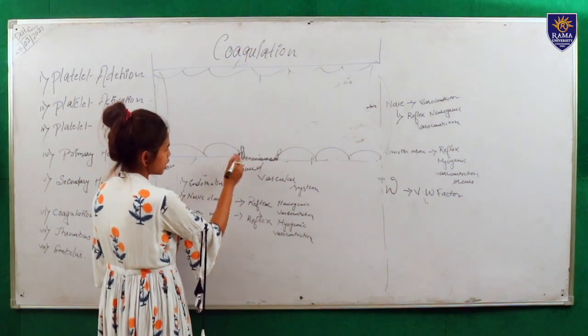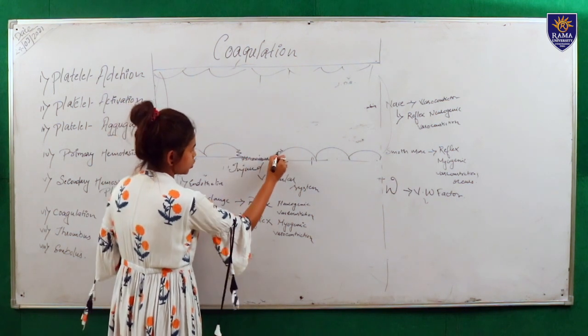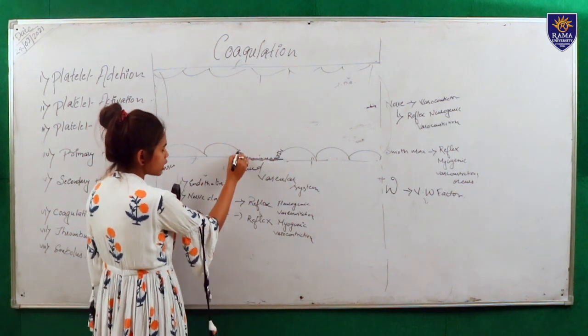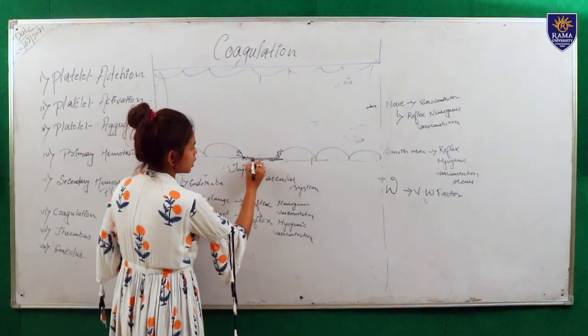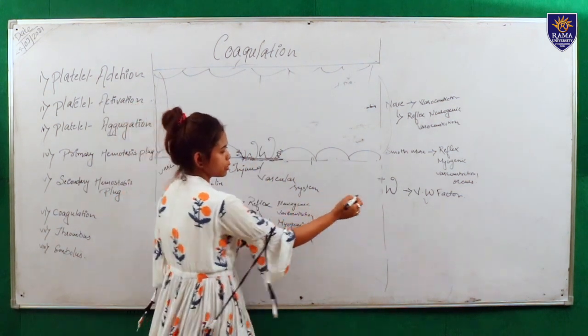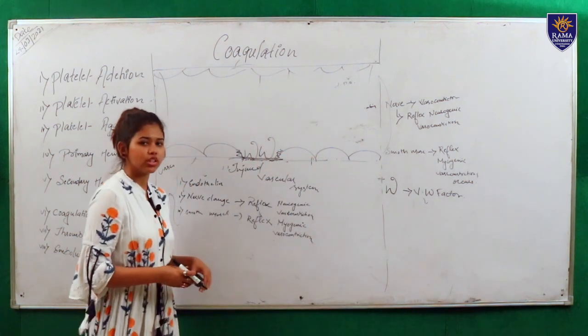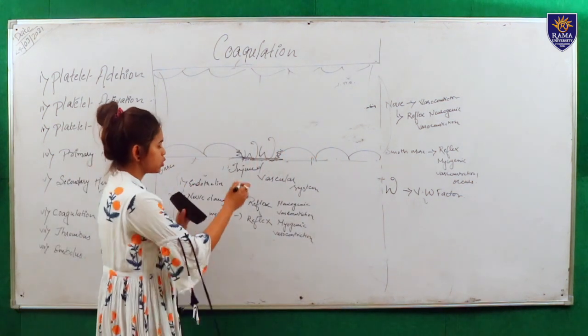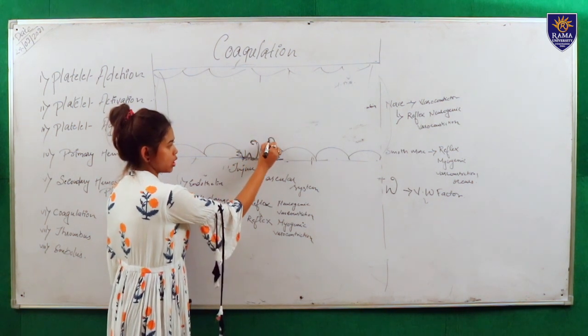So in this case, as the endothelium is damaged here, the endothelium will release some sticky kind of chemical, which we call von Willebrand factor. This is von Willebrand factor, and it is also one of the coagulation factors. So von Willebrand factor has a hook-like thing. This is a hook-like thing.